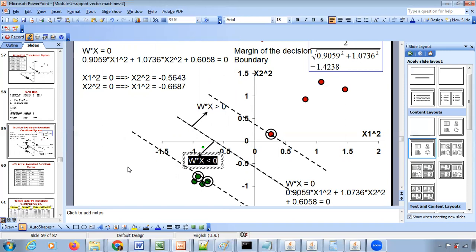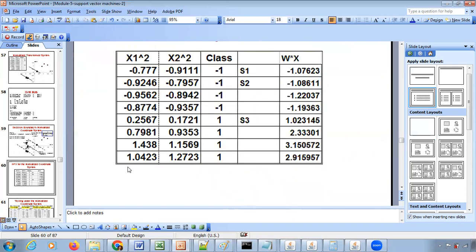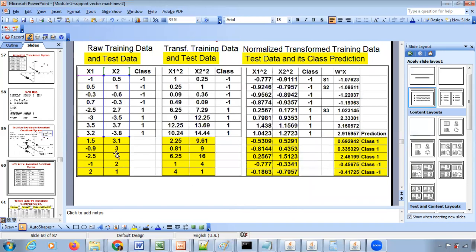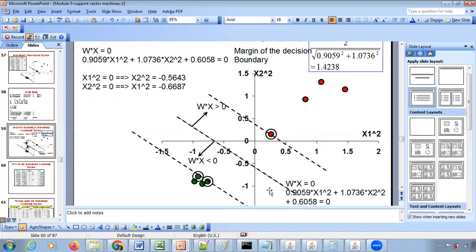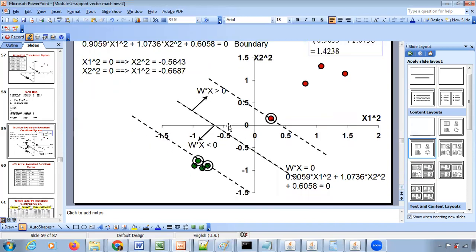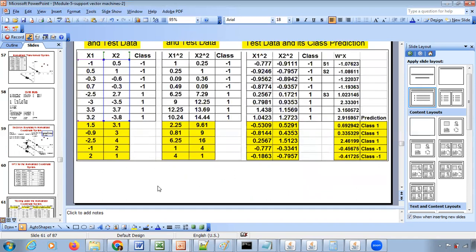So for -1.5 and 3.1, if you look at the normalized version, this is -0.53 and 0.53 almost. -0.53 is somewhere here, and 0.53 is somewhere here. So it lies within that 0 to 1 range, the margin. It lies within that margin. So that's why it is greater than 0 but less than 1 for W times X.